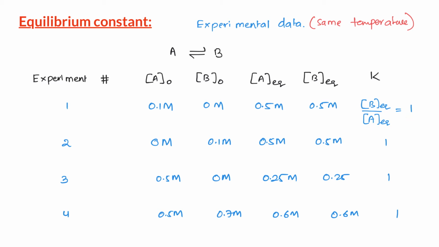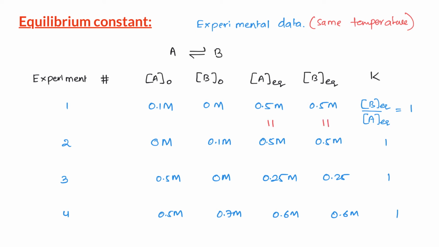In experiment 2, we started with 0.1 molar B and 0 molar A. The amount of B that I am using in experiment 2 is the same as when all A in experiment 1 is converted to B. And the equilibrium concentrations are 0.5 molar A and 0.5 molar B. The equilibrium concentrations for experiment 2 are the same as experiment 1.